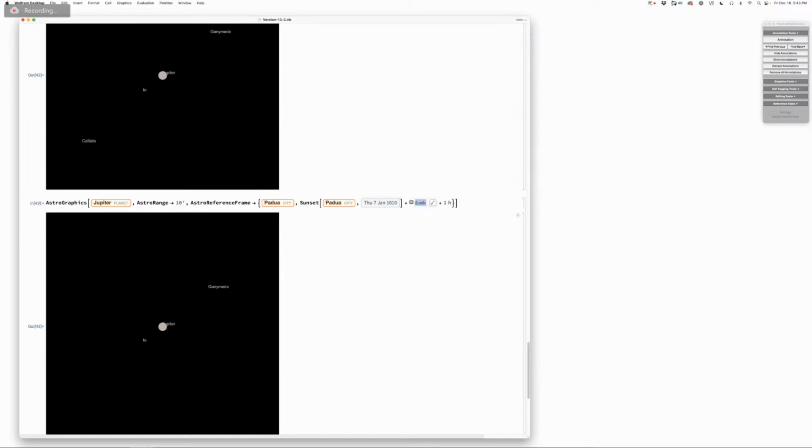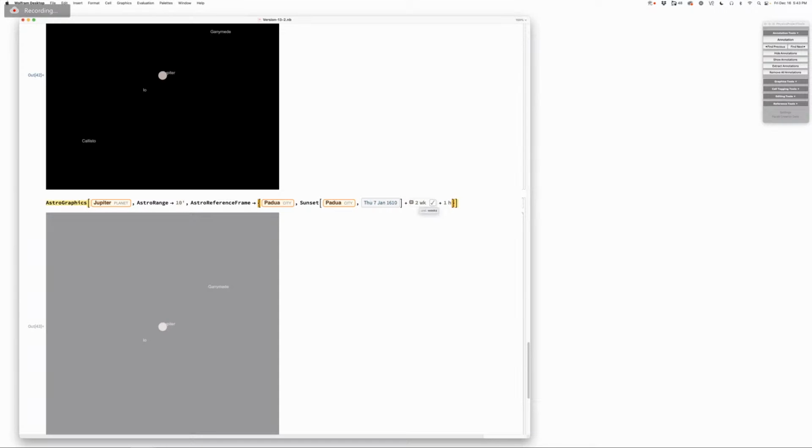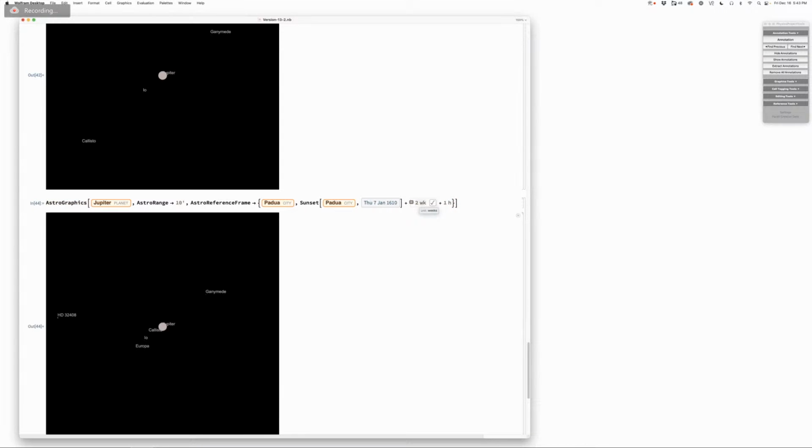Okay, now I have to do it for 2 weeks. Okay. They've moved quite a bit there. And that's a random star that showed up in the frame in this particular case. Okay. Well, just to check out a few more things astronomically, and then we're going to move on to different topics.